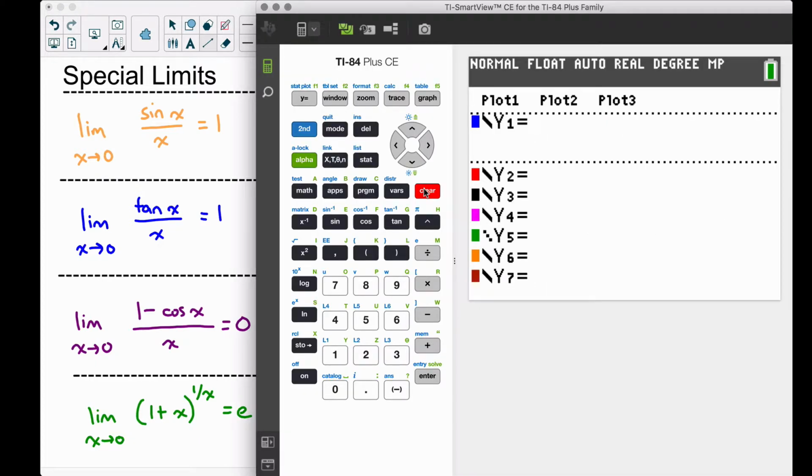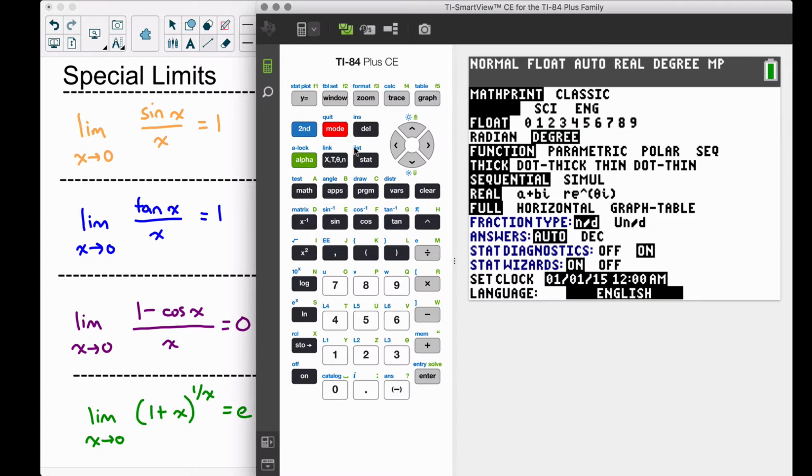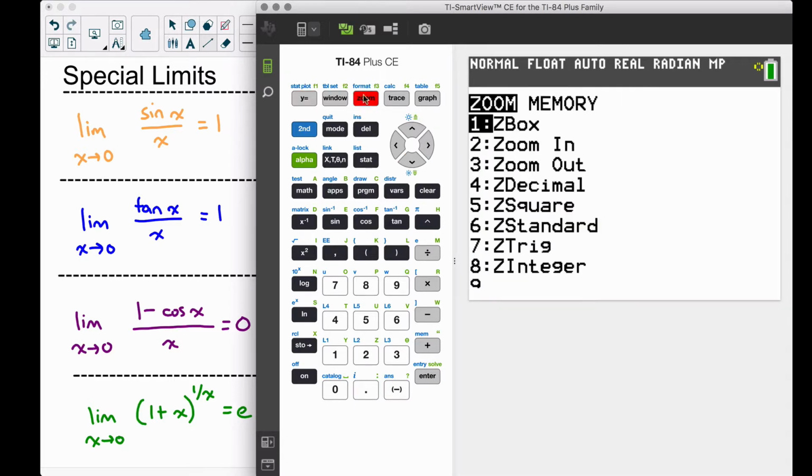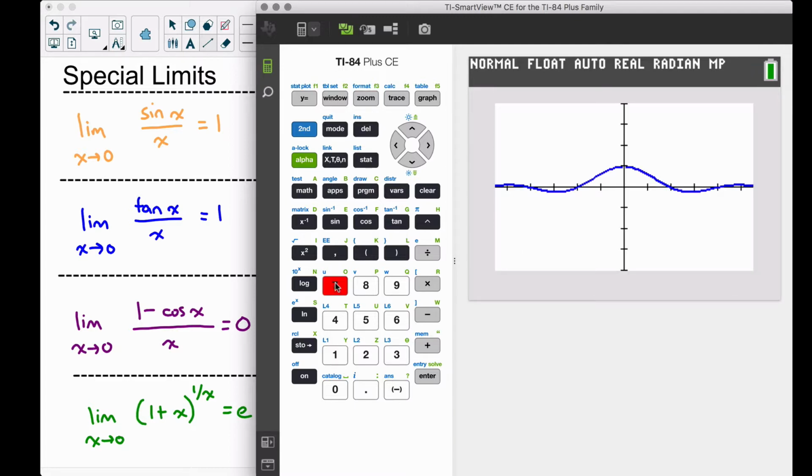Now for some TI-84 tips. Let's just take one of these random functions here, the sine of x over x. I'm going to type that into the calculator in y equals. Going to make sure I'm in radian mode. And back in y equals, I'm going to press zoom and let's just zoom trig, zoom 7. So we have that same curve that we had in Desmos.